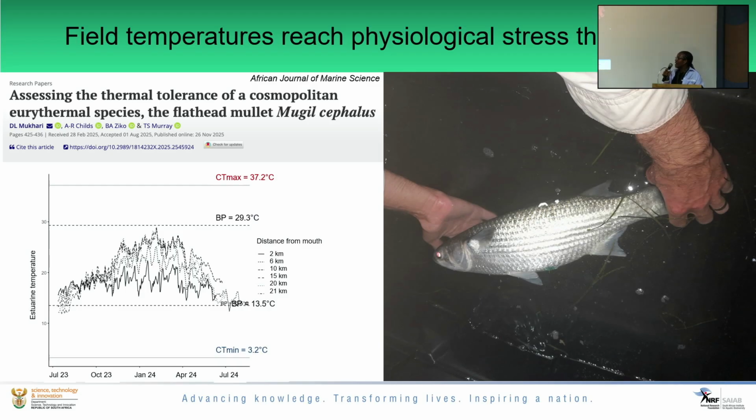And then as you can see with the dashed line, I was going to use a pointer, but I don't know where it is. So the dashed line here is the breaking point that was shown by the mullets. You can see that it overlaps with the temperatures that they do experience, although not all the time, so it could be like a seasonal breakpoint limit. So around June, which is winter here, and in summer not much, but close.